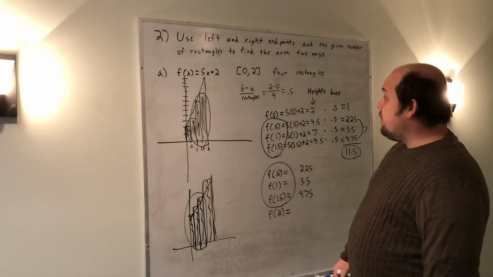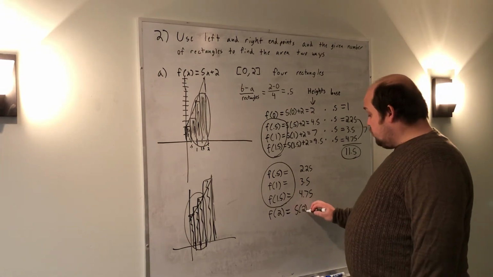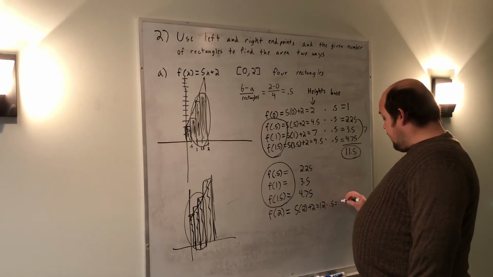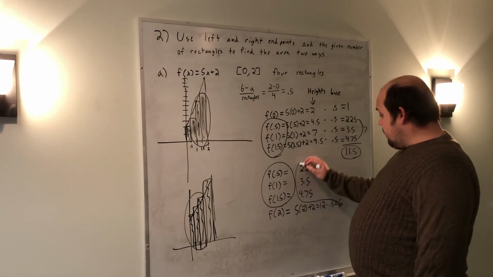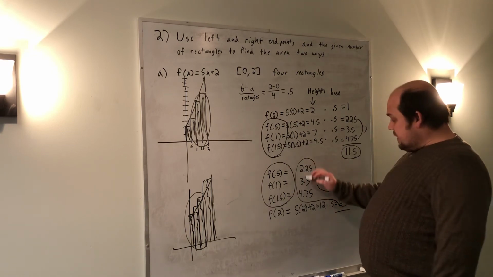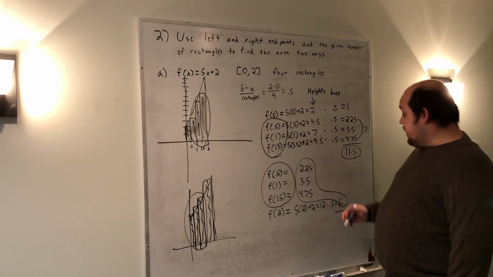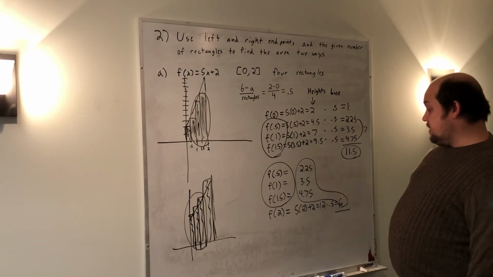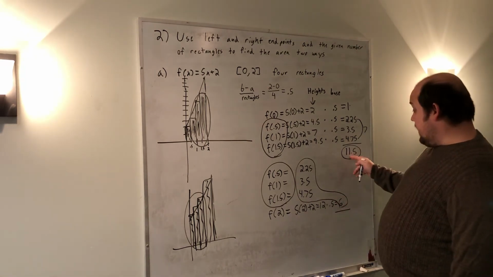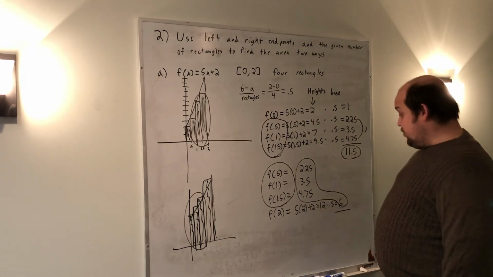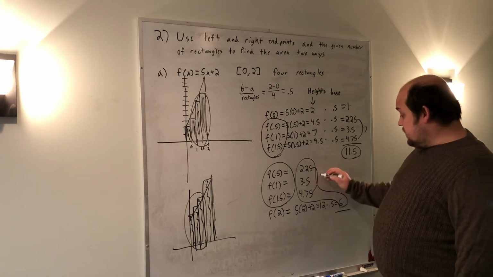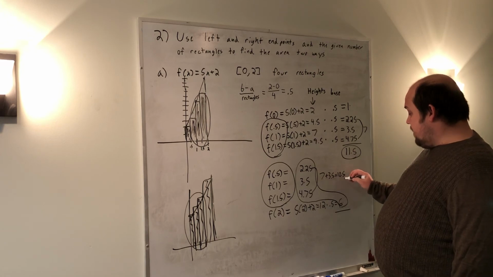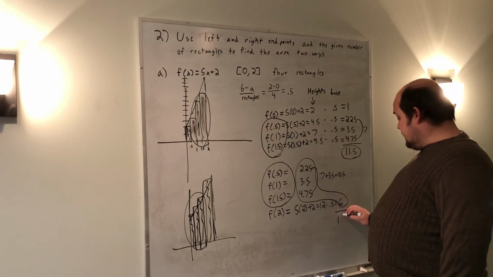If we go to find f of 2, 5 times 2 plus 2 gives me 12. If I multiply that by 0.5, I get 6. So for my right side, I want to add together these 4 rectangles. Really, what I'm doing is I'm taking away this 1 and I'm adding in this 6. So I should end up getting 5 more than I got before. That said, let's actually do it out to make sure that's the case. These 2 add to 7 plus 3.5 gives me 10.5 plus 6 gives me 16.5.